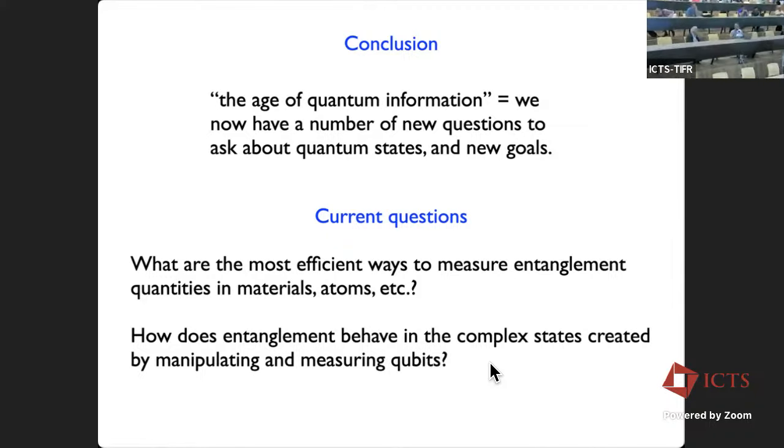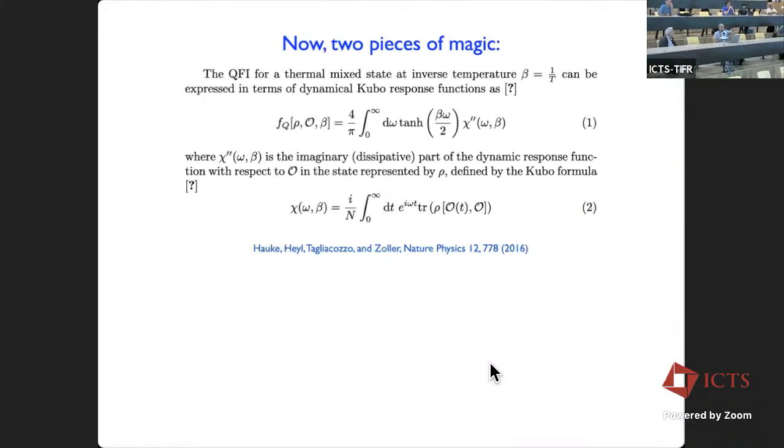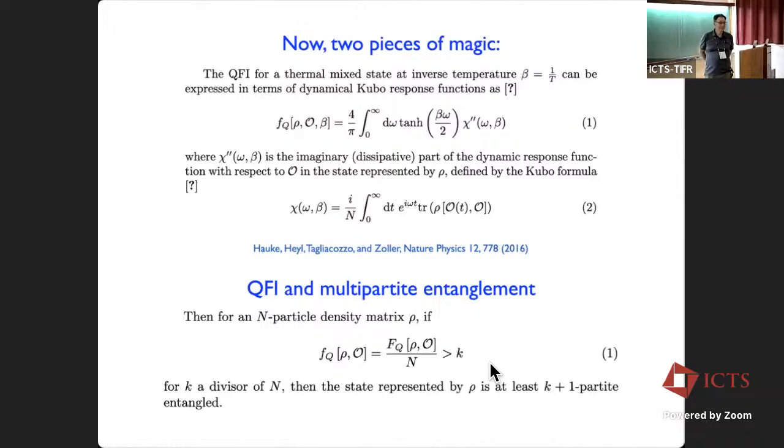Can you just go back to the slide with the inequality where you relate the quantum Fisher information to this one? Sorry. I'm trying to understand. So what you're trying to say is that regardless of what the operator O is, if the state is at least k plus 1 partite entangled, then the quantum Fisher information divided by n is going to be k. Not quite. It goes the other way. If the quantum Fisher information is large, then the state must be entangled. You could have an entangled state that has small QFI.